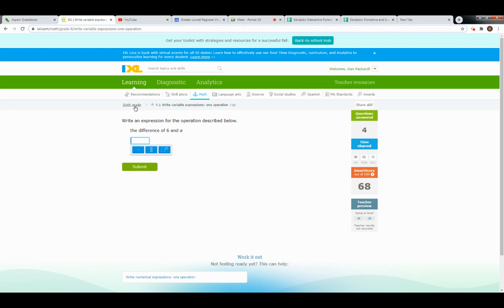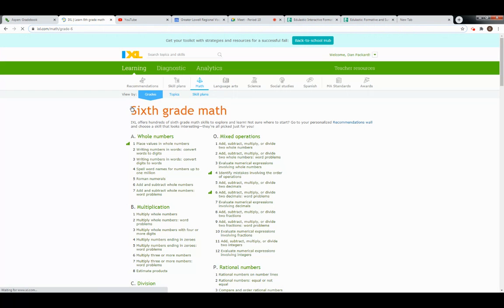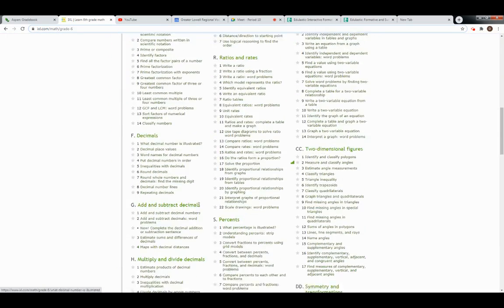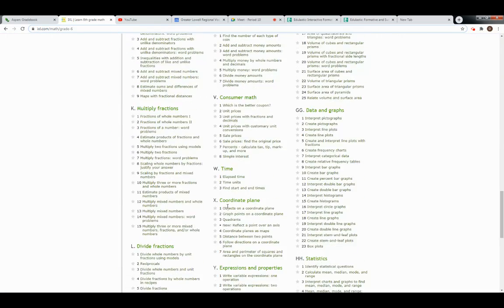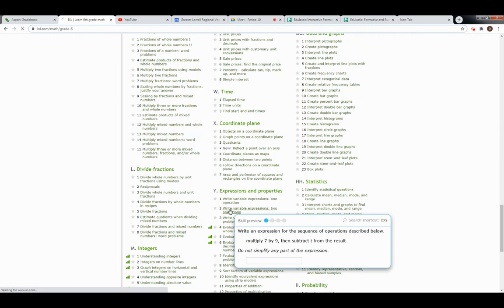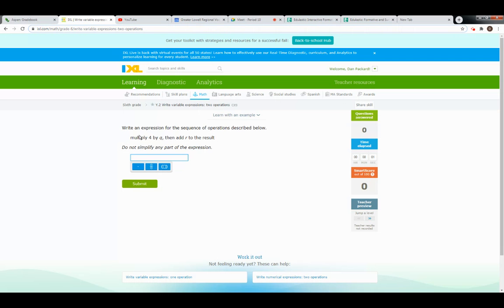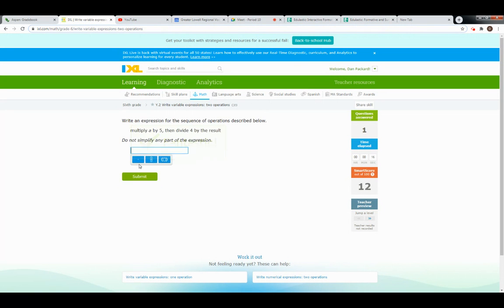So that's y1. Now, once you finish y1, go ahead, pause the video, do y1. And now we're going to jump into y2, which is 2 operations. So now we have multiply 4 by q, then add r to the result. So we have 4, and you can use this for multiply. You can just type in 4q, and then add r to the result.